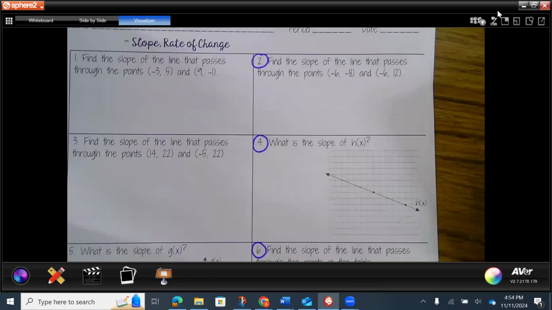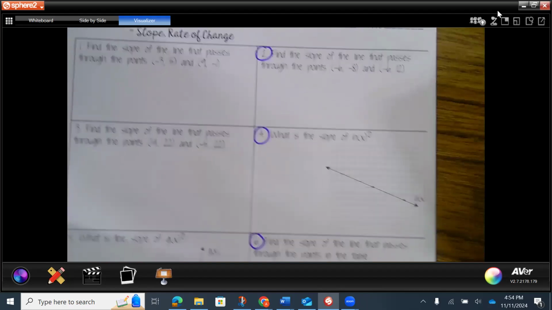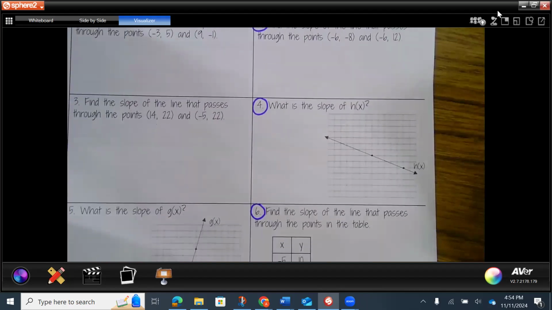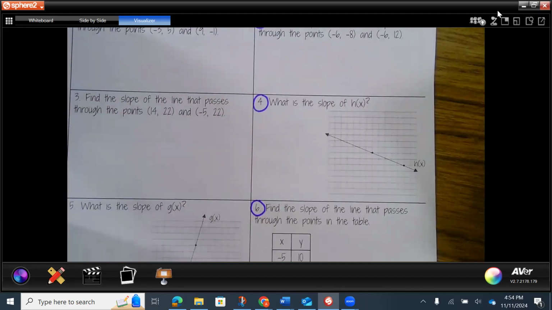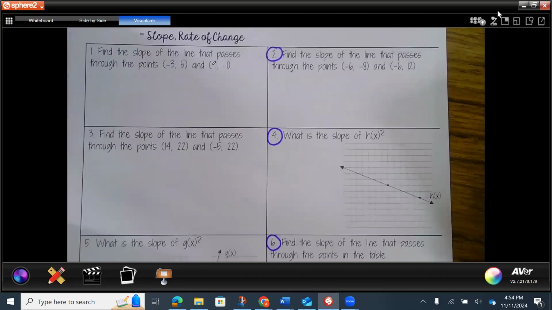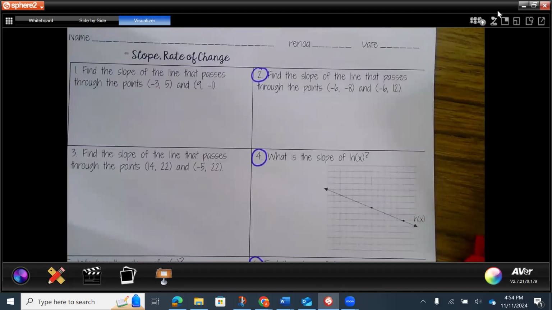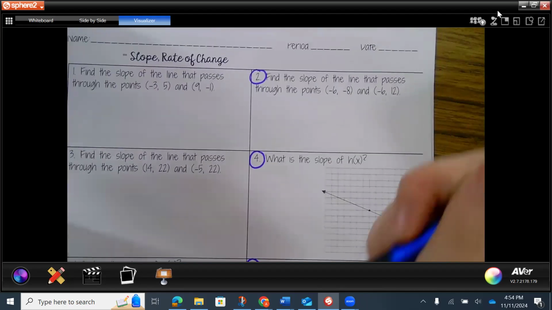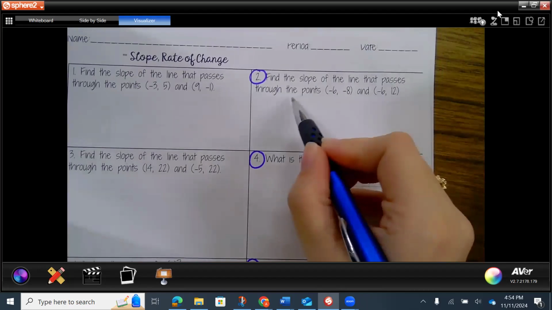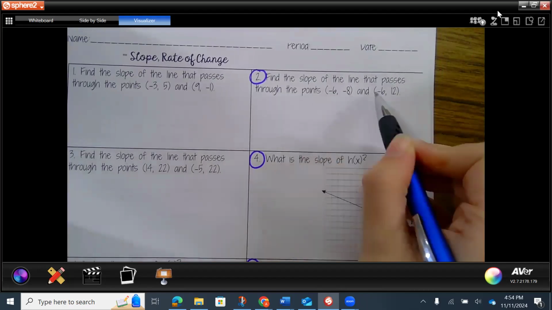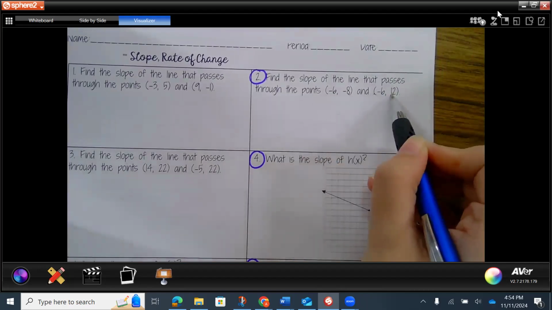Okay, so I'm going to flip this over. I'm going to do 2, 4, and 6 with you. Then we are going to move on to the Desmos, and you guys will complete 1, 3, 5, 7, and 8 after the Desmos. So number 2, it says find the slope of the line that passes through the points -6, -8, and -6, 12.